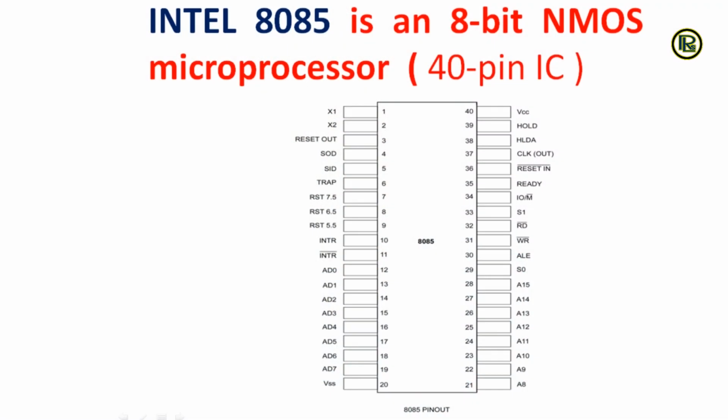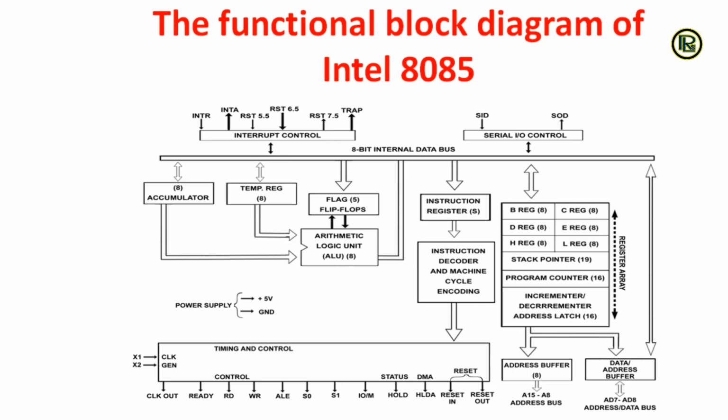And this is the pin configuration of Intel 8085 microprocessor. It is an 8-bit NMOS microprocessor having 40 number of pins. So the pins are 1 to 40, and all the pin connections are written here. And here I am showing the functional block diagram of Intel 8085.